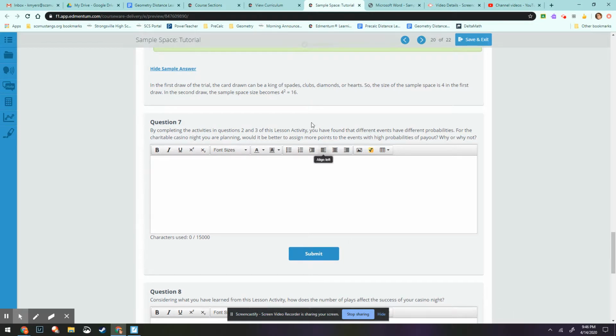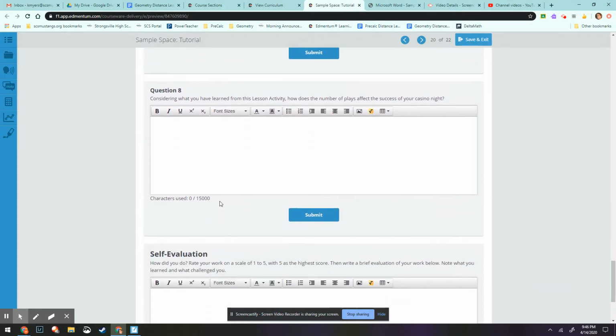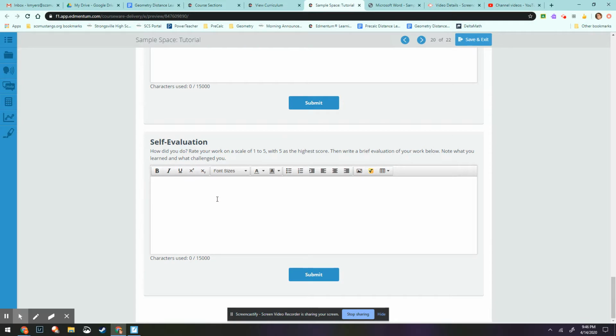Number 7 and 8, I'm not going to worry too much because these have to do with those casino things. And so we're just going to kind of skip over those. Self-evaluation: we got a 5. And then now.